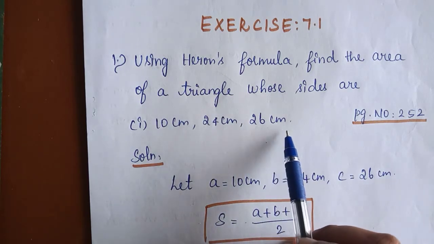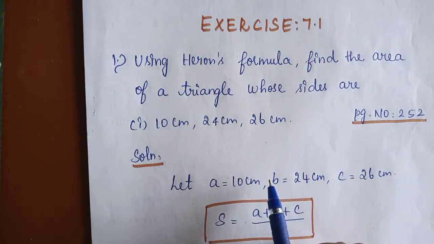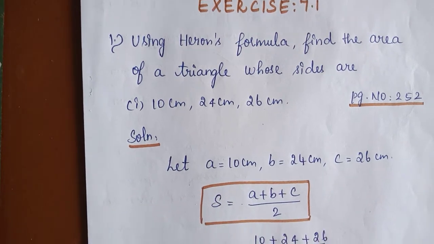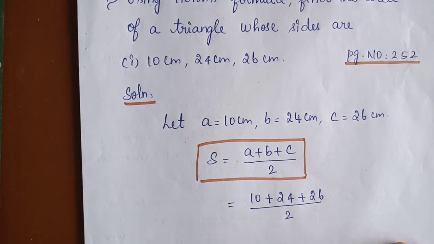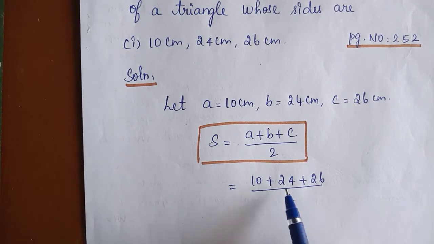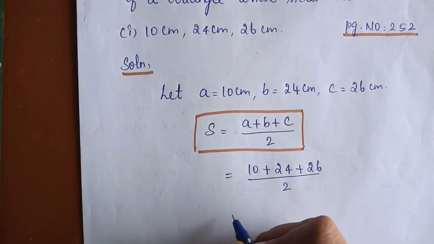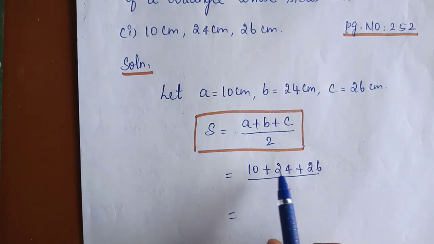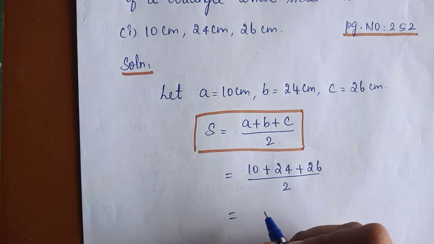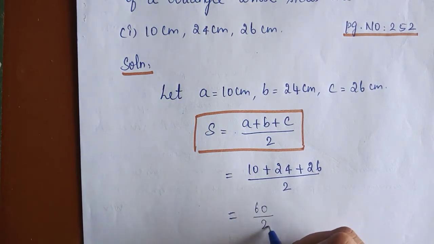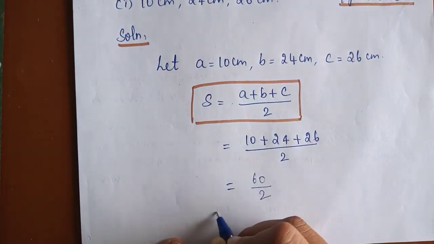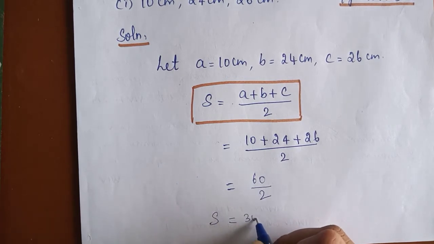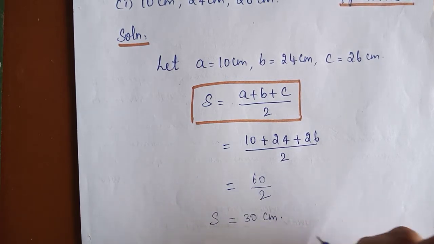The sides of the triangle are given. At first you have to find the semi-perimeter, that is S is equal to (A plus B plus C) by 2. Here we know the values of A, B and C. So S is equal to (10 plus 24 plus 26) by 2. Adding all these three numbers, you get 60 by 2, which is 30. So S is equal to 30 centimeter.